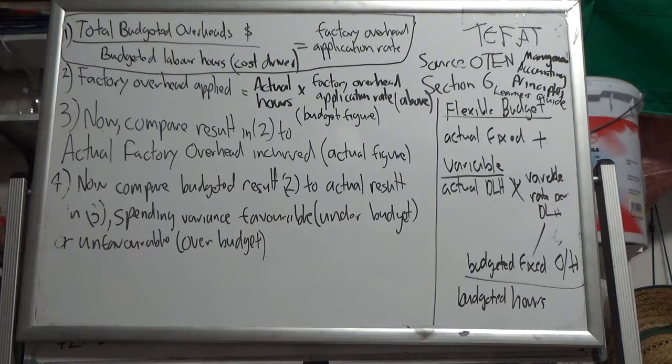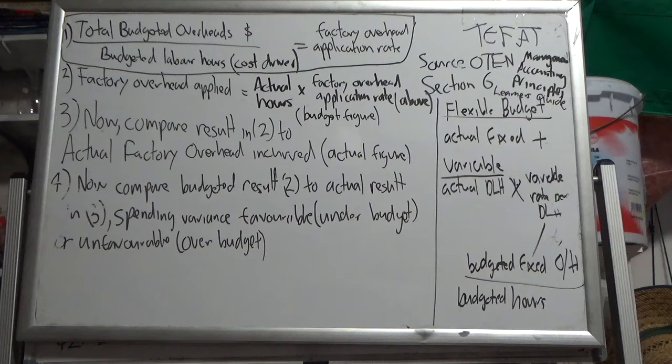Say the actual factory overhead incurred is greater than the factory overhead applied using this rate, that's actually favourable. So it's a bit confusing because you might think it's unfavourable because overhead incurred is greater, but spending variance and capacity variance might be a bit different to what you expect.